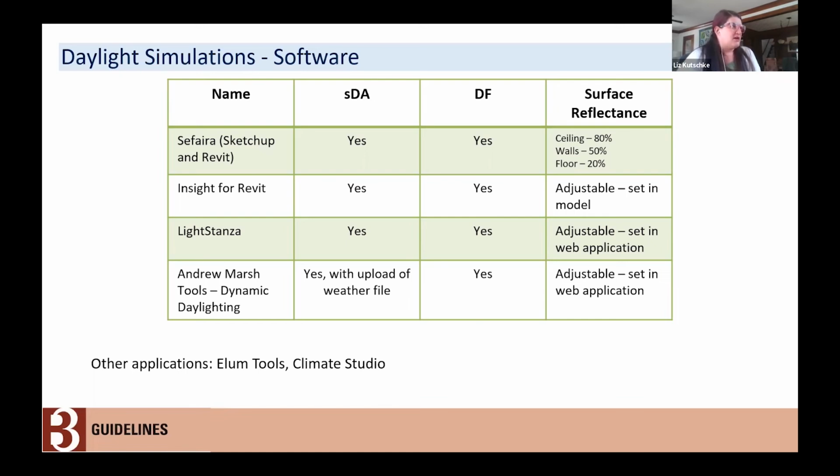So again, we'll have some support on how to get what we need out of Lightstanza. And then the Andrew Marsh tools are fully web-based. They can calculate spatial daylight autonomy if a weather file is uploaded to the tool, and can do daylight factor as well. And again, the reflectance values are adjustable and are set in that web application. I didn't get a chance to test the results in the Andrew Marsh tools against our other software, but I will be curious to.